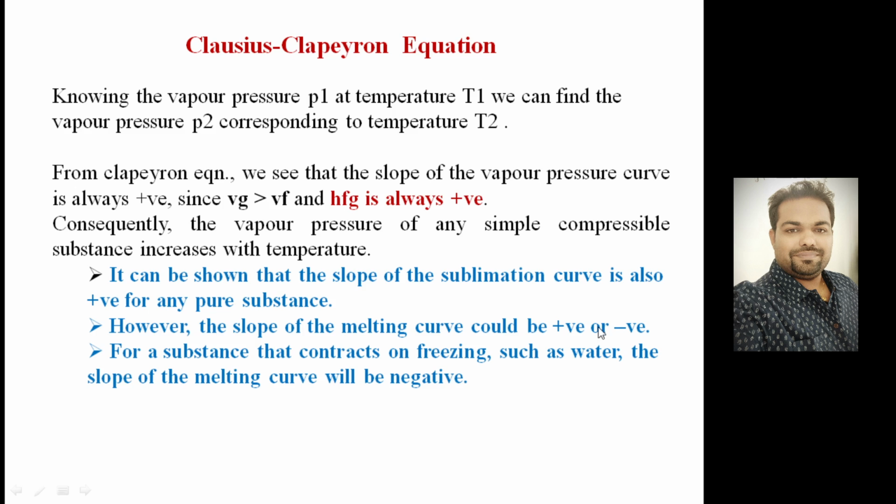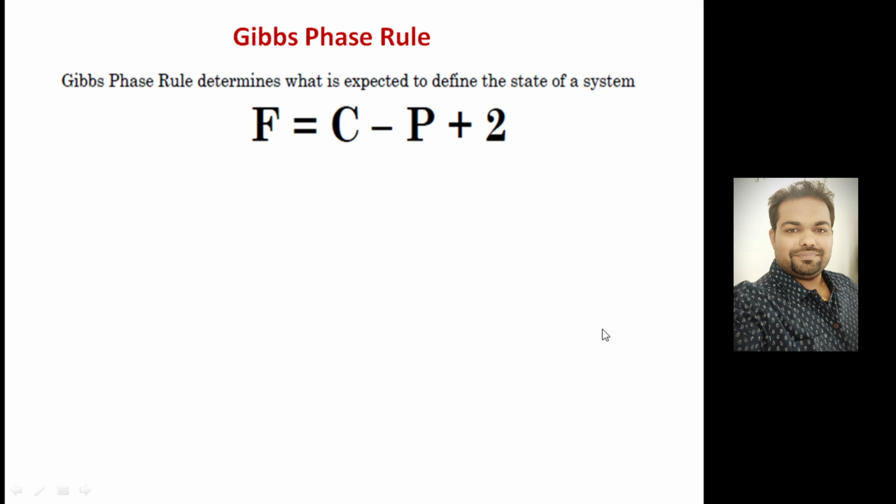Next one is the Gibbs phase rule, which is basically used to find the number of independent variables required to specify the state of a pure substance. If you want to know how many independent properties are needed to define the state of any pure substance, you need to use the Gibbs phase rule. So as per the Gibbs phase rule, this is the formula.